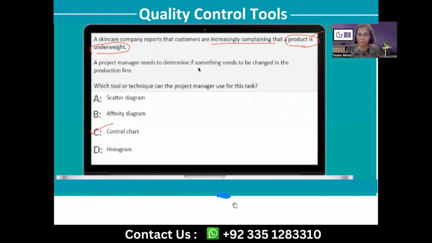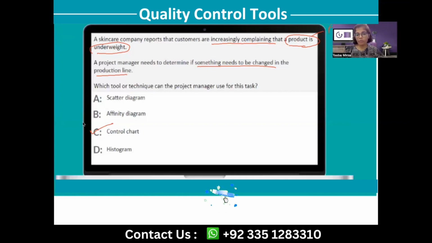And out of those two, if we want to determine if there really is a problem and where it is, and if the products are consistently underweight, a more useful metric would be a control chart. It gives us information more precisely. A histogram wouldn't tell us if it is a consistent problem. It will just give us raw data in a bar chart or something.